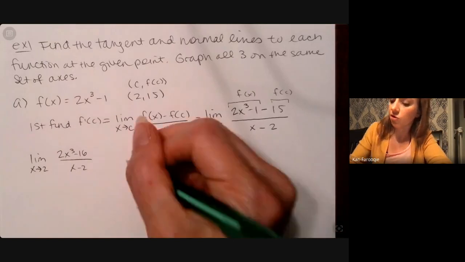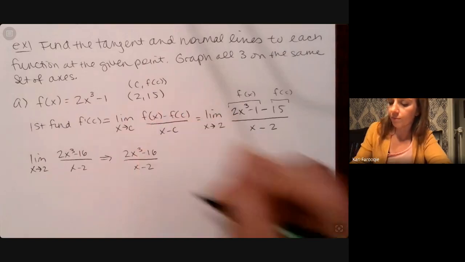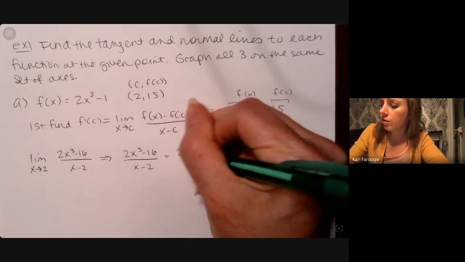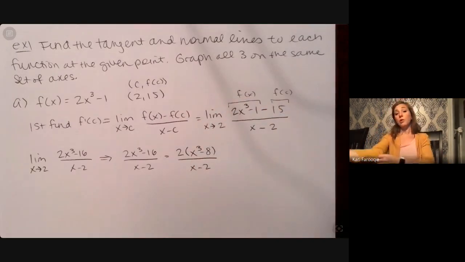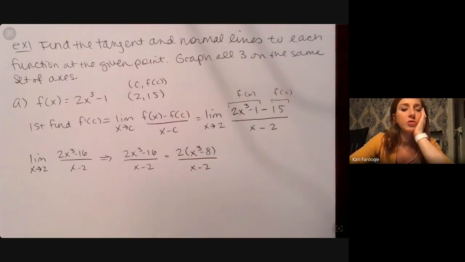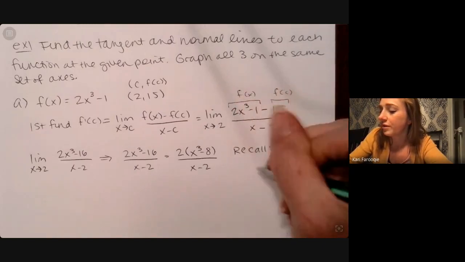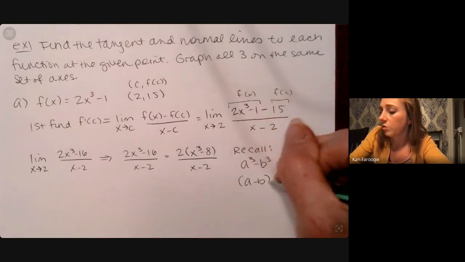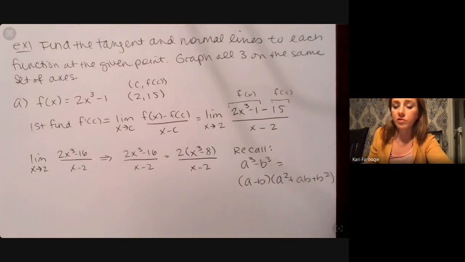And maybe we should pop this out of the limit for a second just so we can work on it separately, because we're going to have to do a little bit of work here. Not too much, just a little bit. All right, factor out your 2. And if you remember from class the other day, I gave you the formula for the difference of two cubes. That's what you're going to use here. I'm going to remind you of what that formula is. Recall that a cubed minus b cubed is equal to a minus b times a squared plus ab plus b squared. This is a formula from algebra.